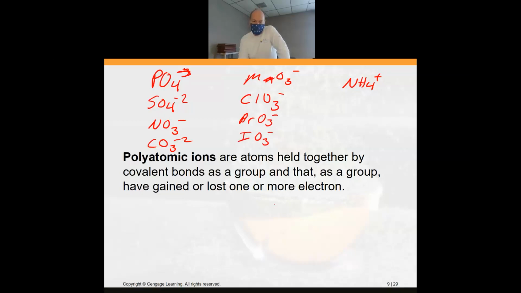All right, so these are a group of atoms held together by covalent bonds as a group. They have gained or lost one or more electrons. They have an overall charge. So that is more than one atom with a charge. Polyatomic, more than one atom, ion, charge. Most of them that we memorized were anions, negative charge, but there was the ammonium that had the plus charge.